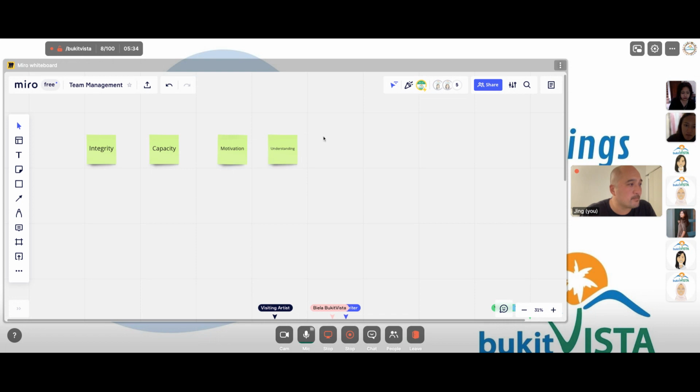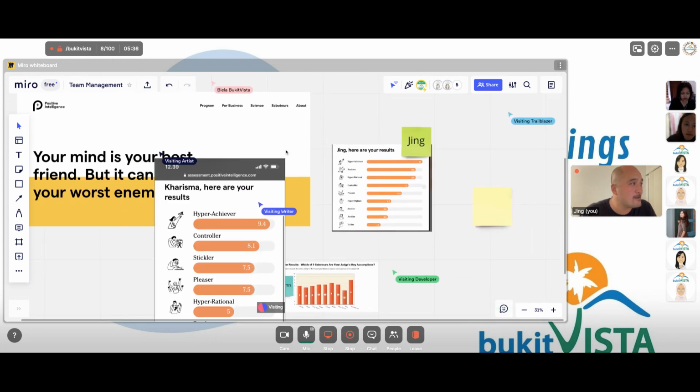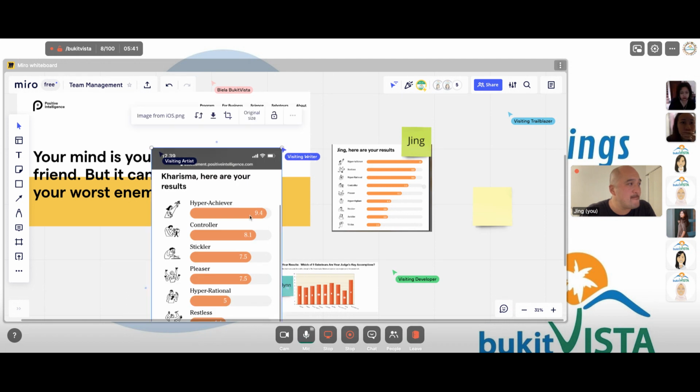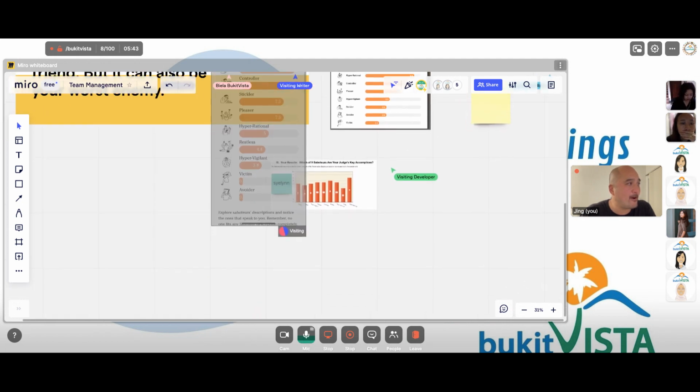Sorry, I attached mine, but it seems too big. How do I rescale it? Just click on the edge and you can pull the corners in. There you go.